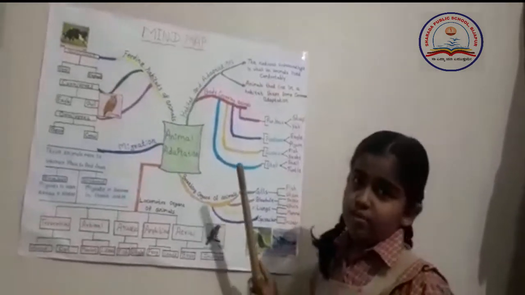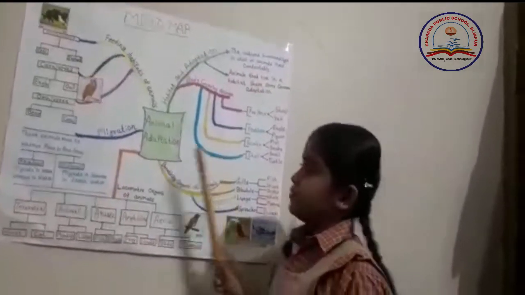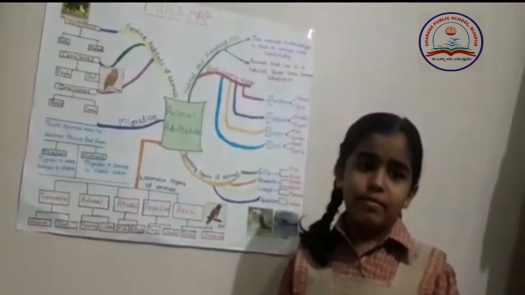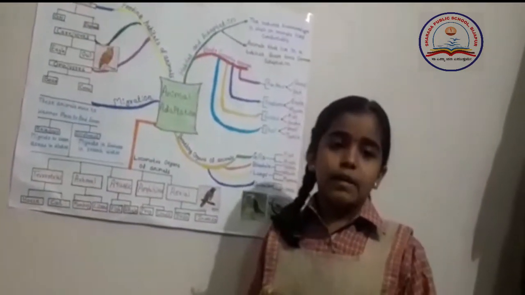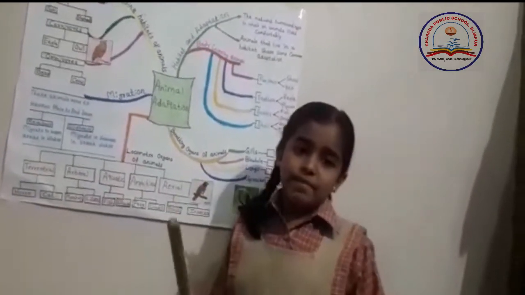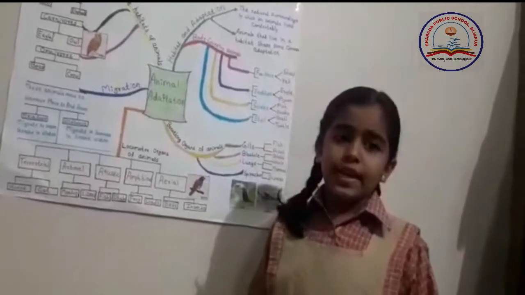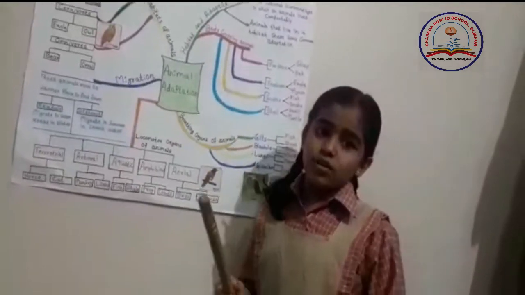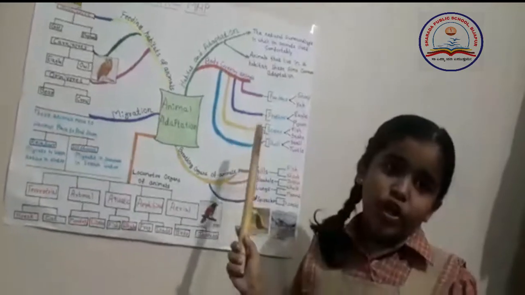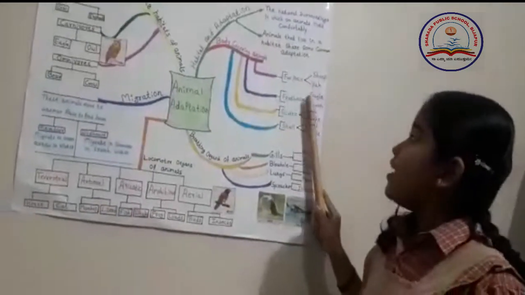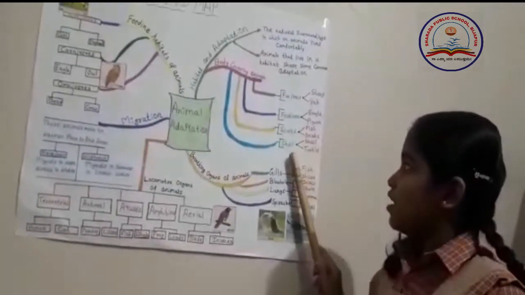Next I'm going to explain about body covering of animals. Body covering of animals helps them to protect themselves and also keep warm and cool. There are four types of body covering of animals. They are fur, feathers, scales, and shell.